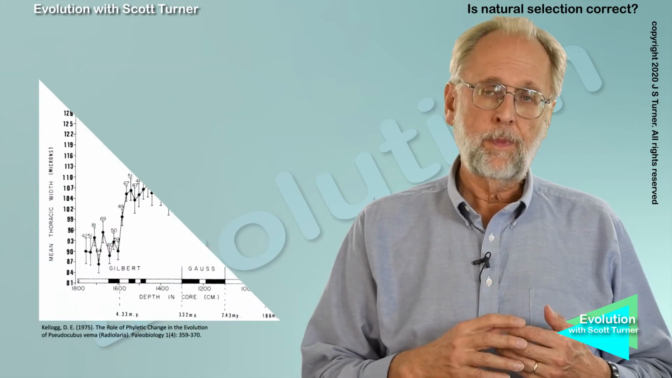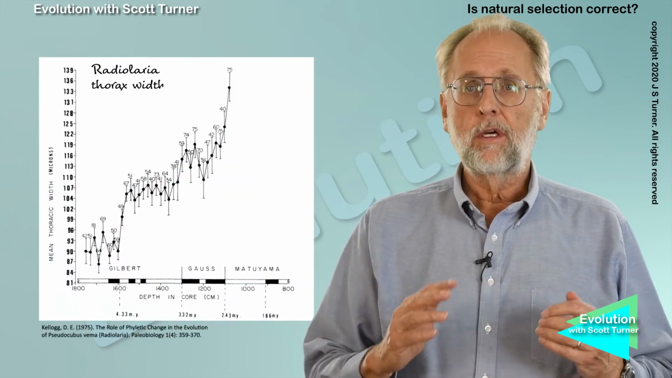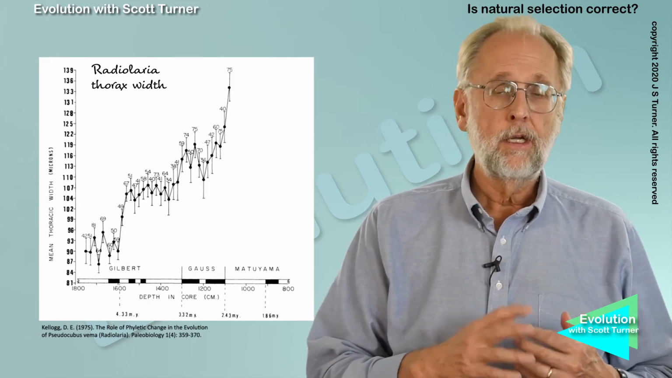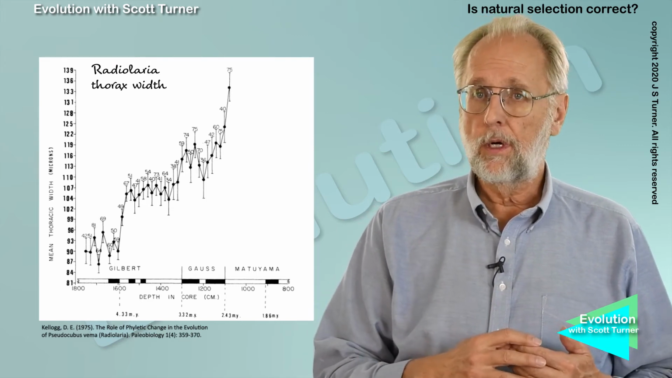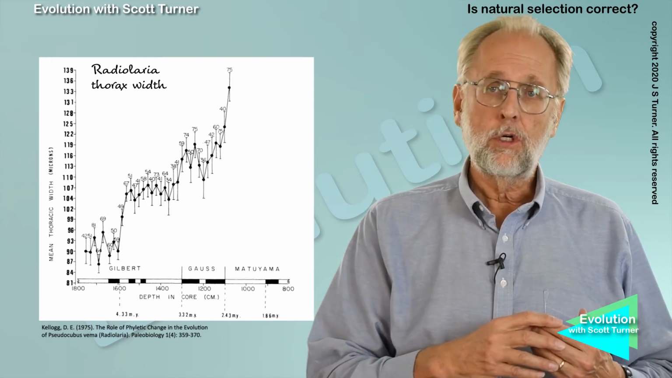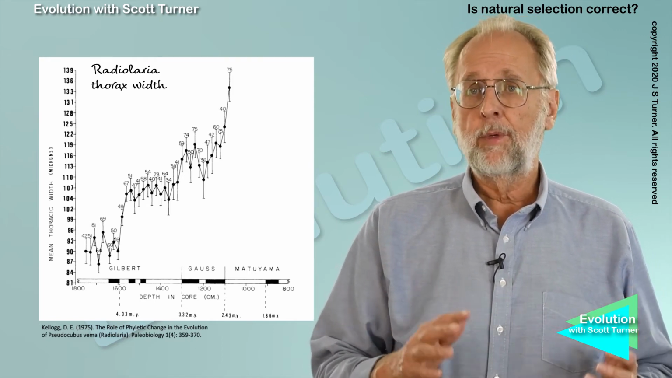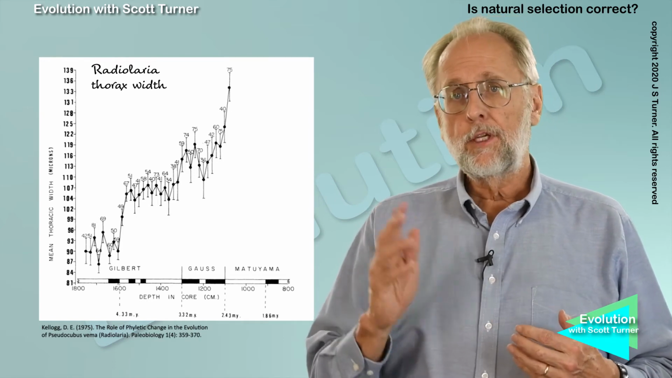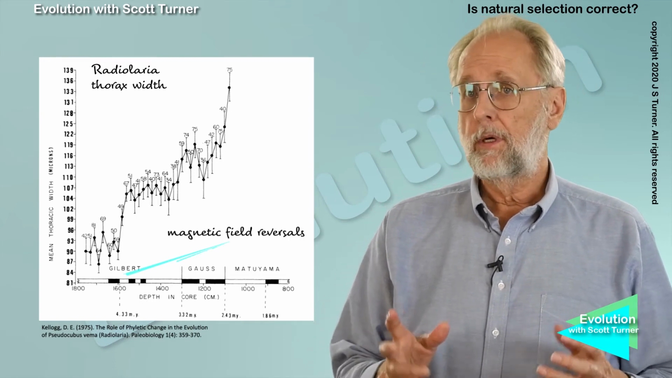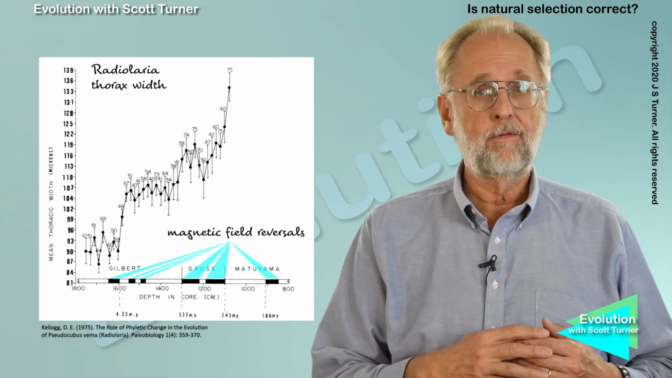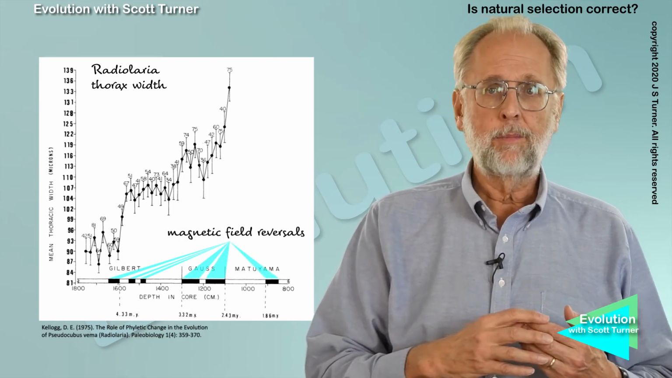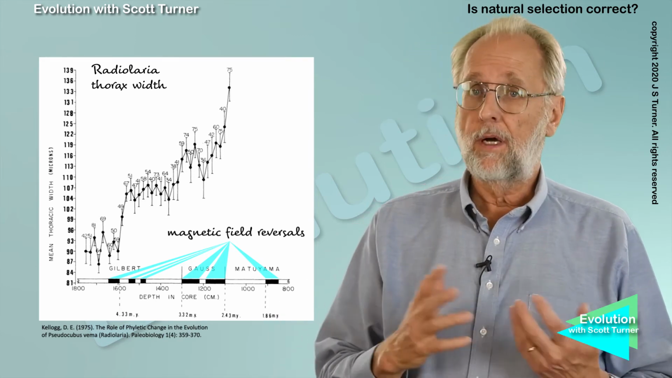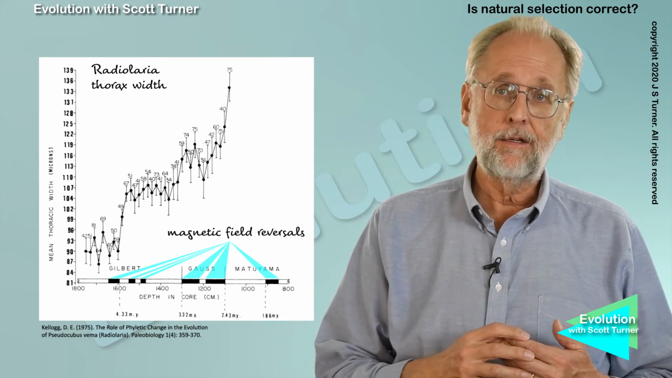Here's one example. It's a plot of thorax width of a small planktonic organism, known collectively as the radiolaria, versus depth in a sediment core. This core corresponds to a period from roughly 5 million years ago to about 1.8 million years. These black bars in the timeline represent periods of reversals of the Earth's magnetic field. During the black bars, the Earth's north magnetic pole was positioned over the south pole, opposite to the situation today.